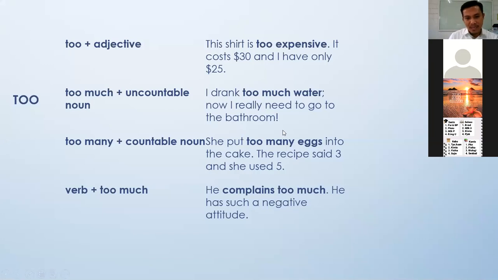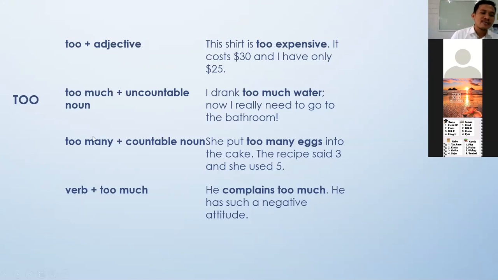So when is it countable noun? Too followed by many and then countable noun. Not much, yeah. For example, she put too many eggs into the cake. The recipe said 3 and she used 5. And again, this is another example. Dia menaruh terlalu banyak telur ke dalam kue itu, ya. Resepnya bilang 3, tapi dia menggunakan 5. It means too many eggs, right?